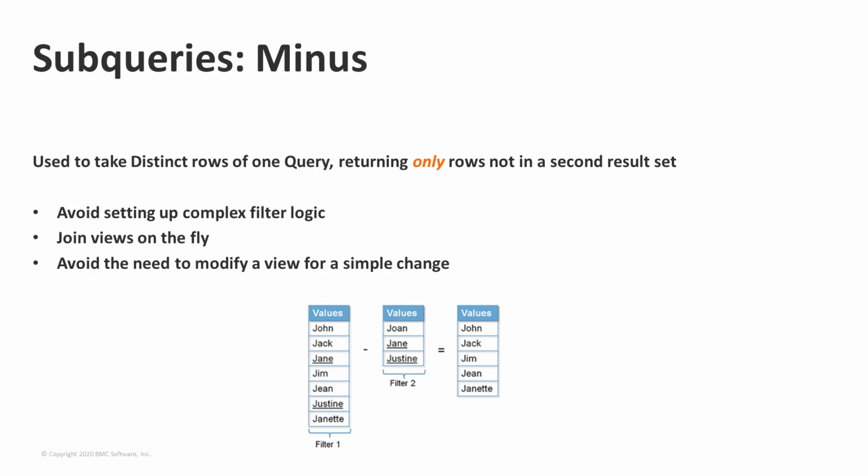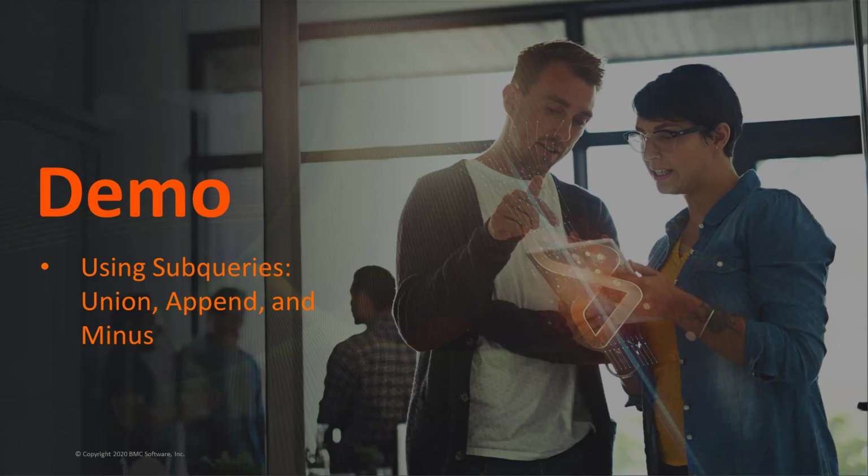This will help you a lot to avoid setting very complex filter logic. You can use this minus. You can join the views on the fly, and this will remove the need to modify views on the fly. So let me do a demo of the three types of subqueries.